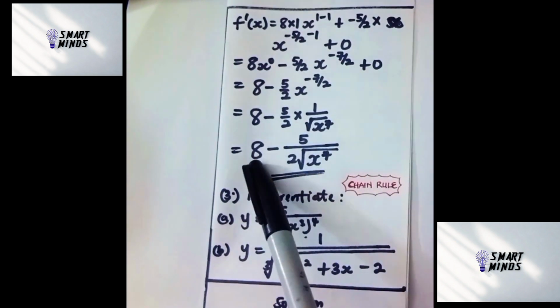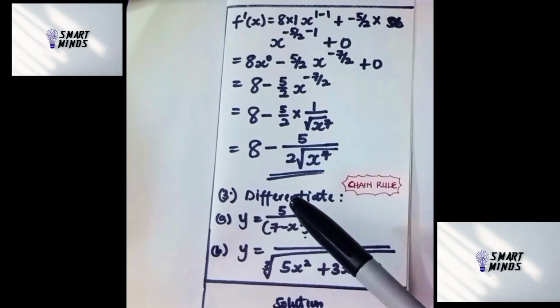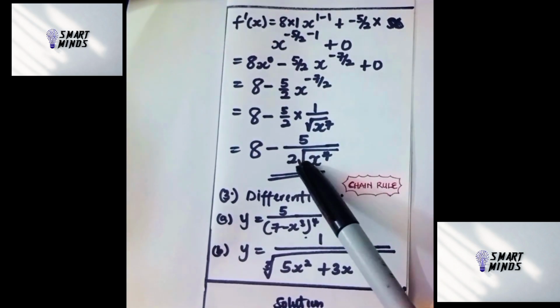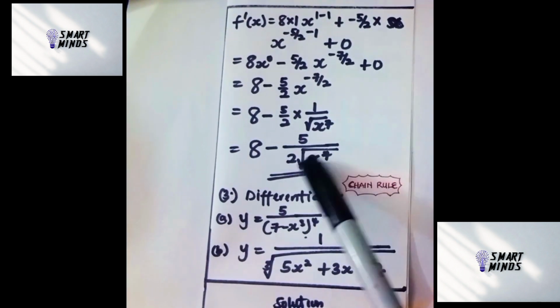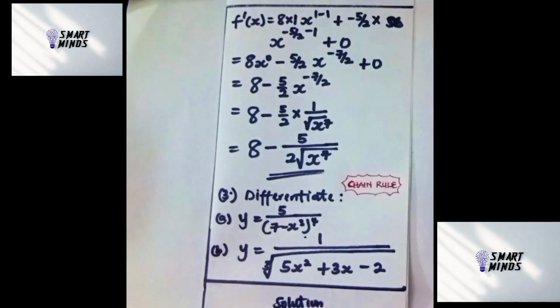So the final answer is 8 minus 5 all over 2 root x raised to power 7. Please take note, this is not square root. This is 2 as the coefficient of the square root of x raised to power 7.